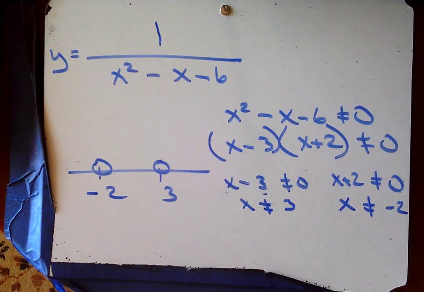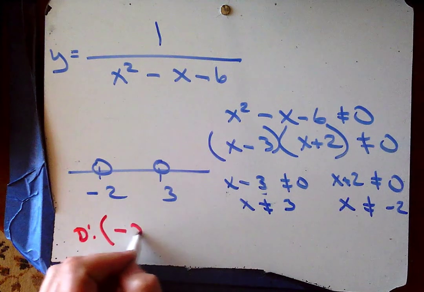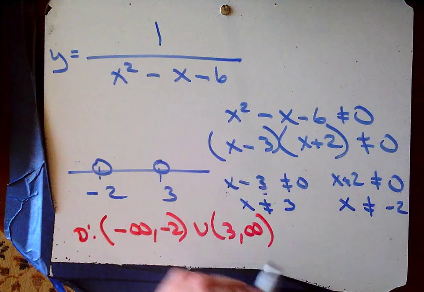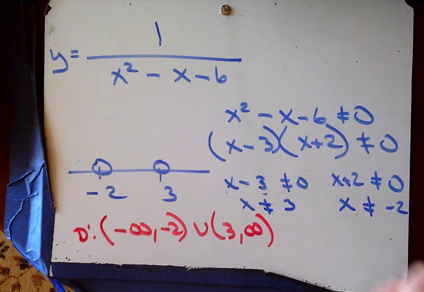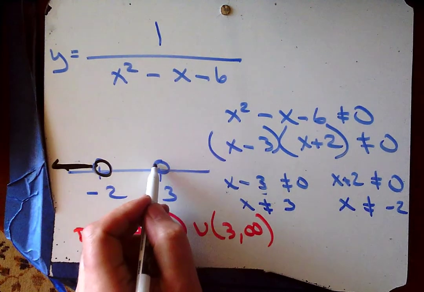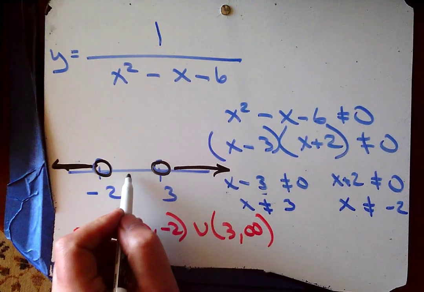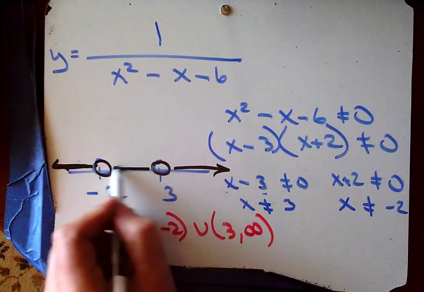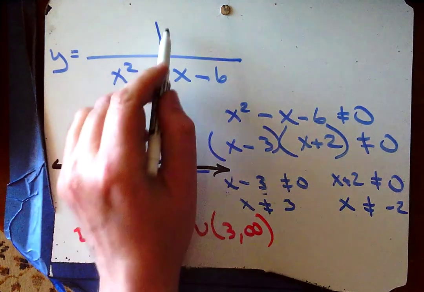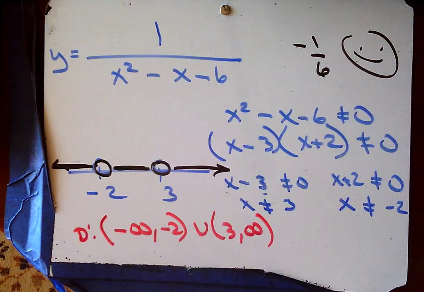Now, I want to caution you because I get a lot of students who say that the domain here is negative infinity to negative 2, union 3 to infinity. And that's not correct. Because yes, not this, but these work. And yes, not this, but these work. But what about these numbers? These numbers also work. There's no problem with these numbers. If I plug a 0 in here, I get 1 over negative 6. That's negative 1/6. There's nothing wrong with negative 1/6.